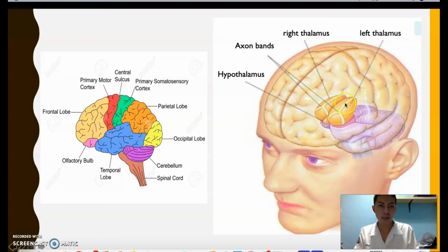So here we have the division of the thalamus. First we have the left thalamus and the right thalamus. And we have the axon bands, which transmit the information from sensory receptors to areas of the brain. And then we have the hypothalamus.